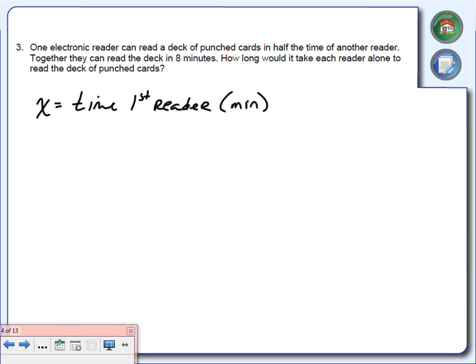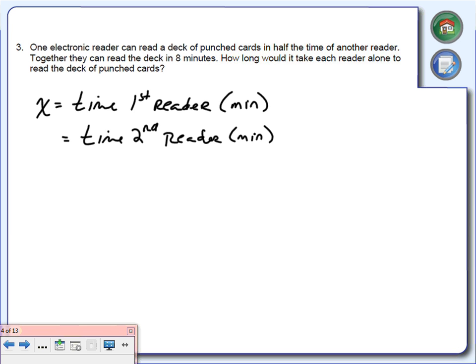But we got a second reader. So I also want to find the time it takes for the second reader to read this deck of cards by itself. The question is, what am I going to use to represent that? What's that? X divided by 2. Now that is possible. However, when I say, let's see, where is it? One electronic reader can read a deck of punch cards in half the time another can. Well, if we're saying half of the other, wouldn't that be the same thing as twice the other?